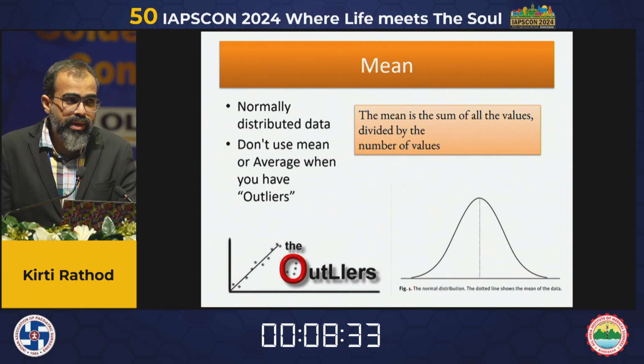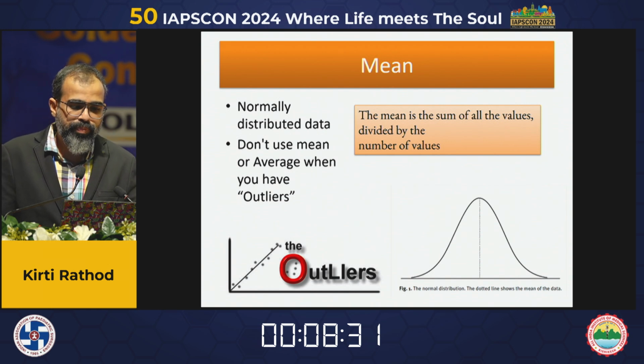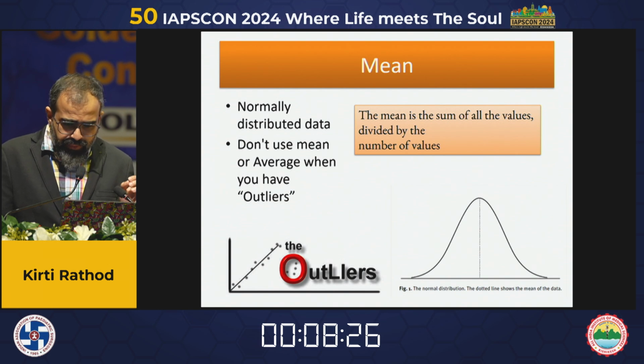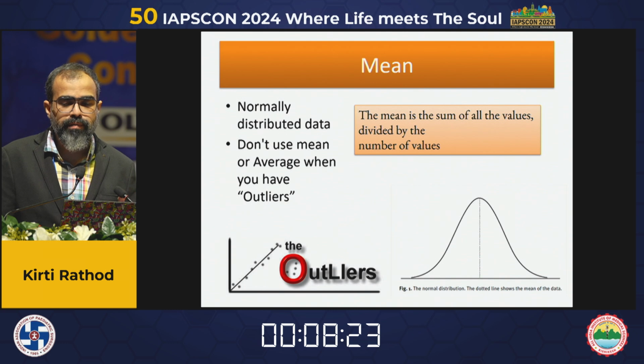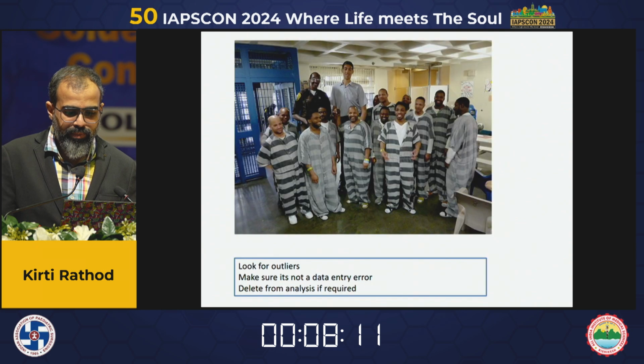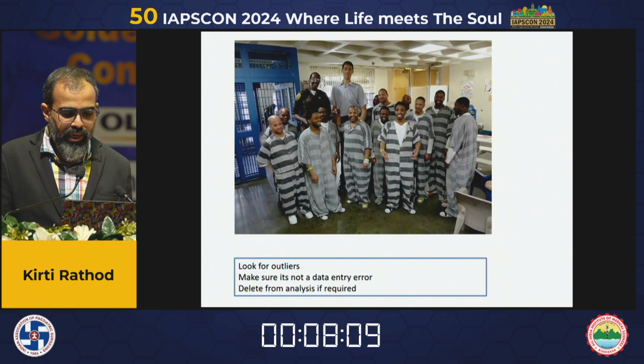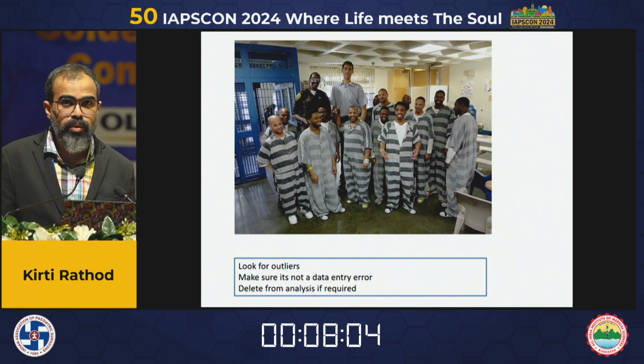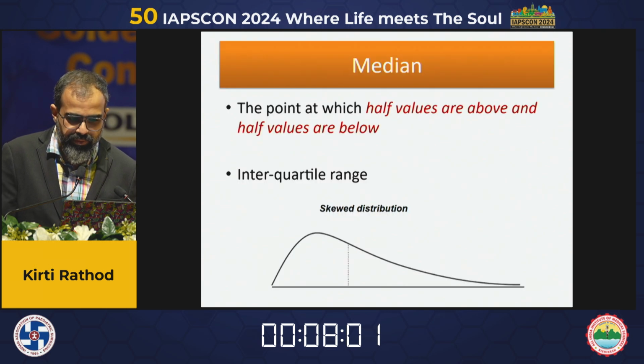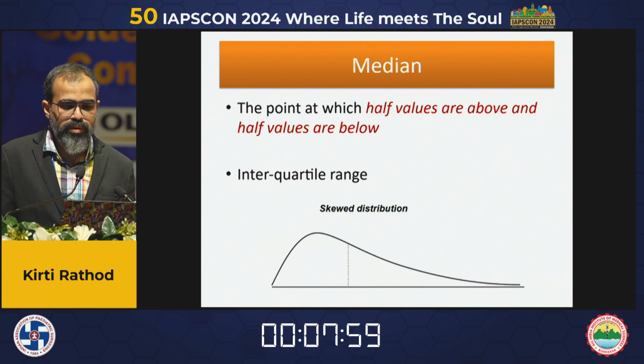Simplest concept again, mean. A lot of papers will tell you about mean. It should be used in normally distributed data, and mean is actually the average of all the values in the data. We need to check for outliers when we talk about mean, because outliers can skew your data and you cannot use some statistical tests. So always look for the outliers, make sure they are not data entry errors, and you should delete the outliers from your analysis. If you cannot use mean, we can use median.